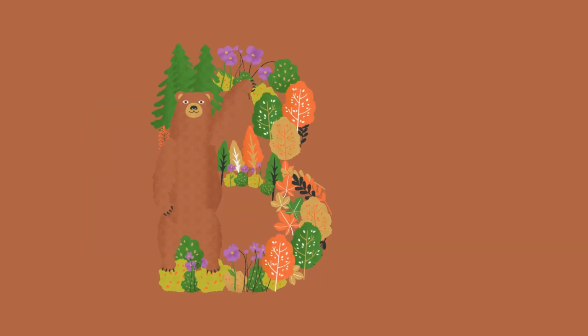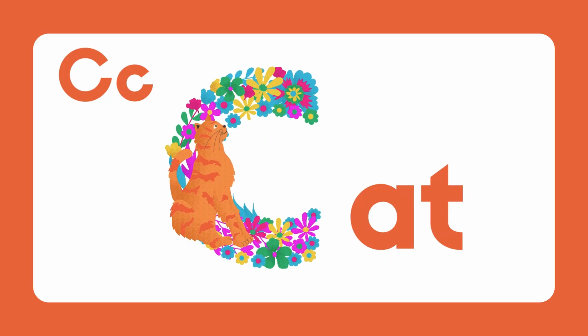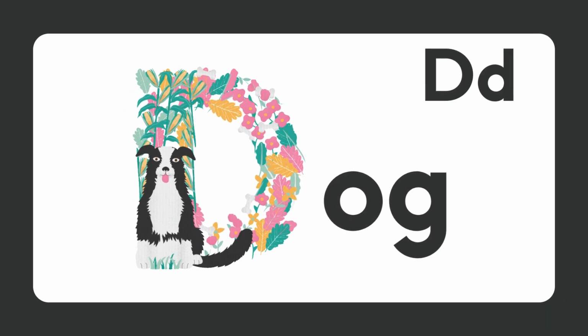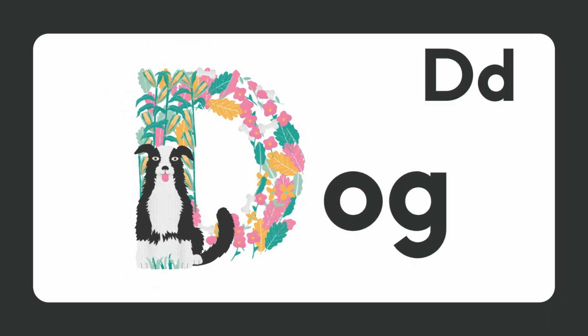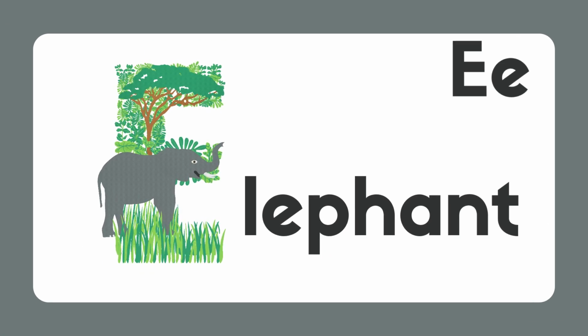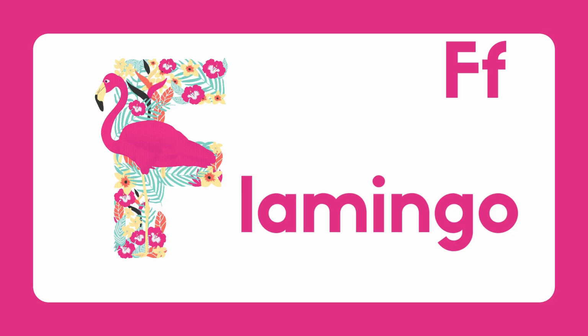Bear. Letter C. C is for cat. Cat. D is for dog. Dog. E is for elephant. Elephant. F is for flamingo. Flamingo.